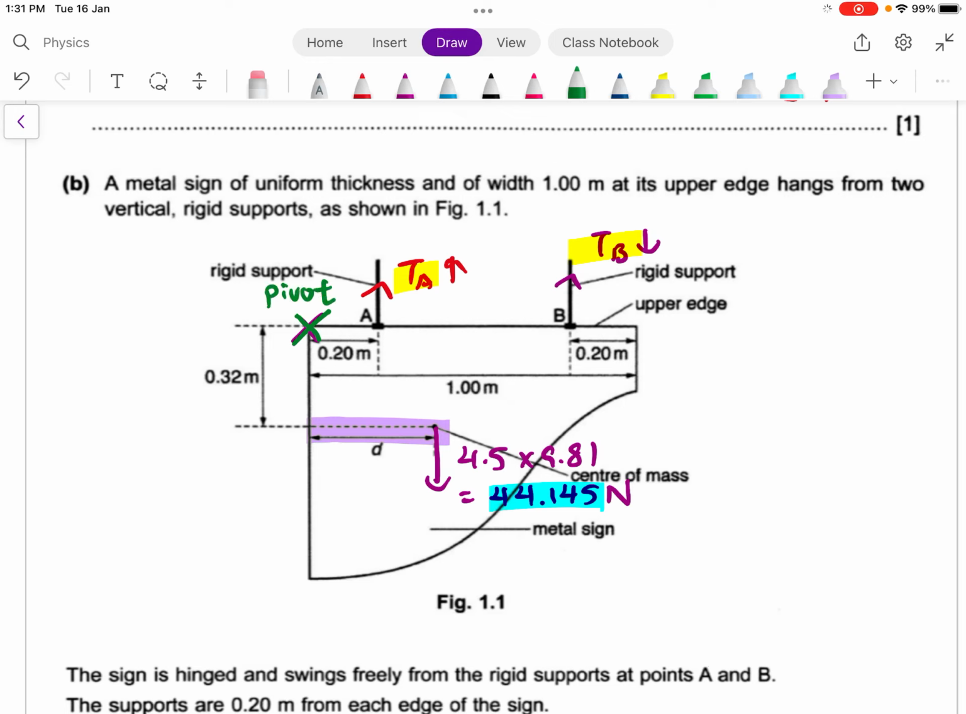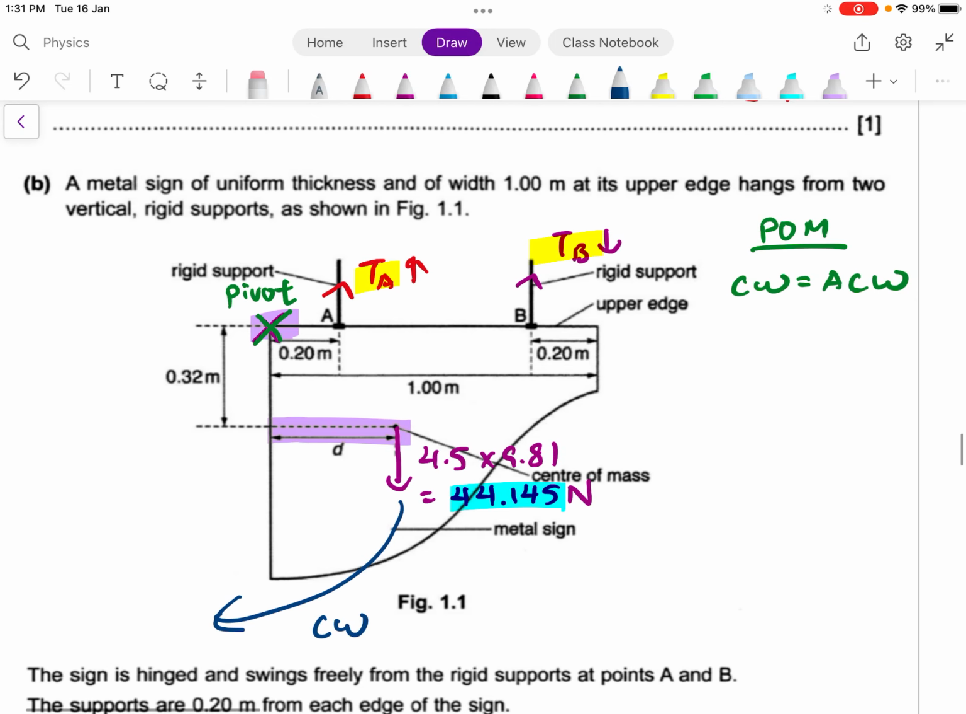So I apply the POM, principle of moment. So CW is equal to ACW. Let's determine what our CW is. CW definitely is the weight, because you look at this, this is the pivot right here. Then you look at the weight, the direction of weight is like that. So this is your CW. Let's determine our CW moment in terms of T.